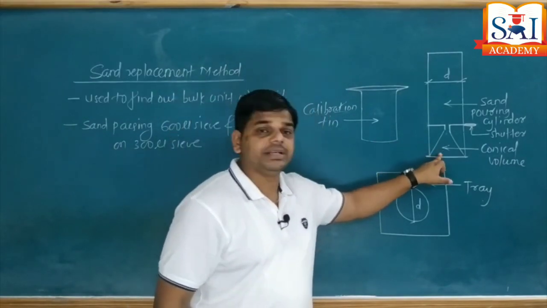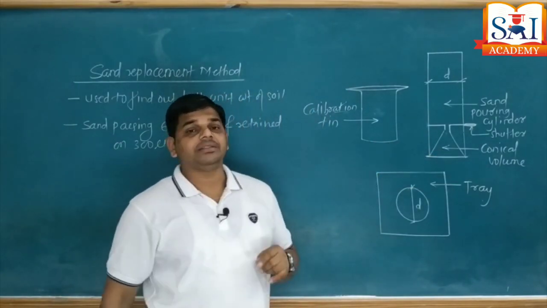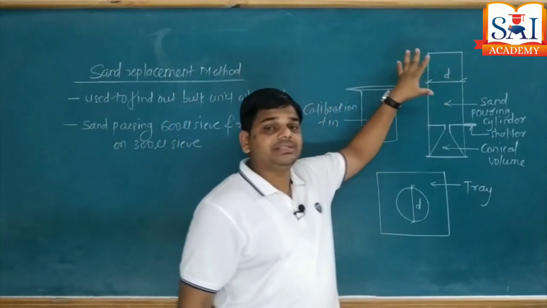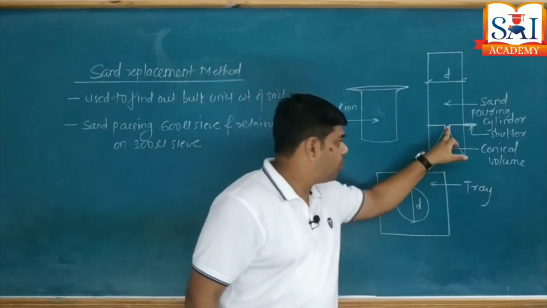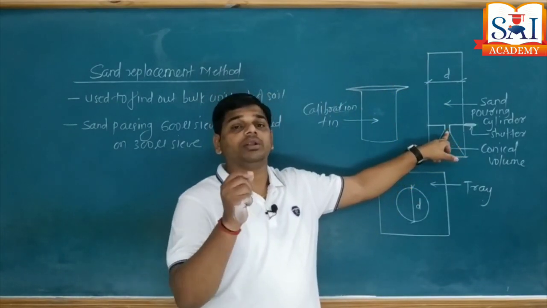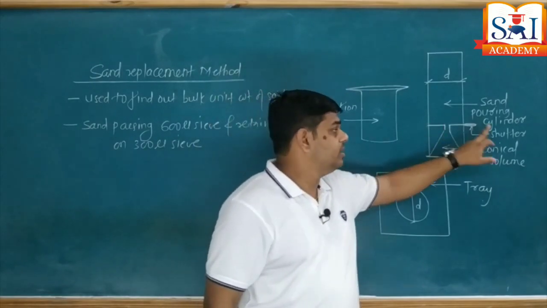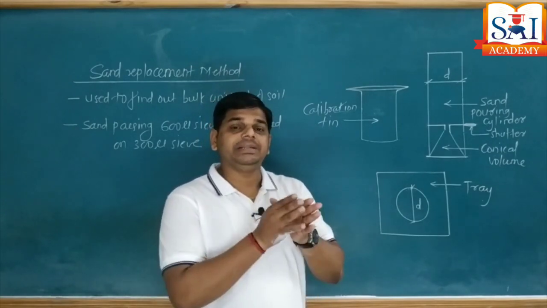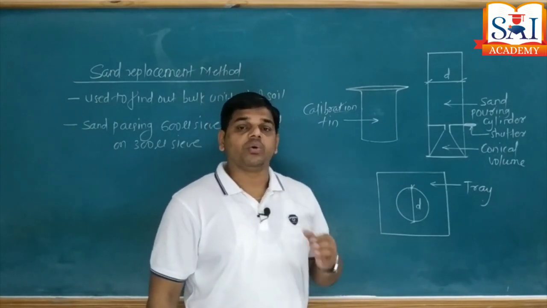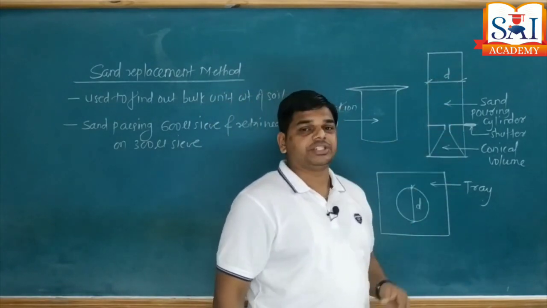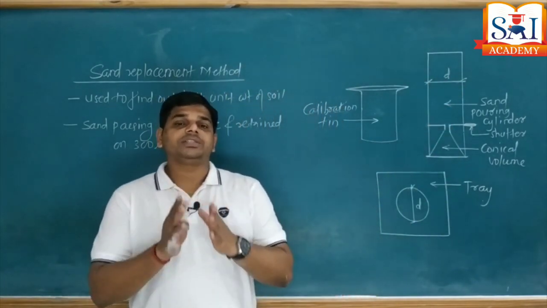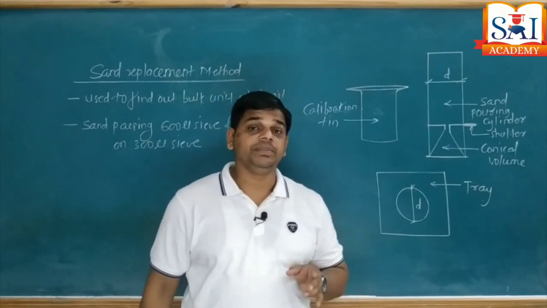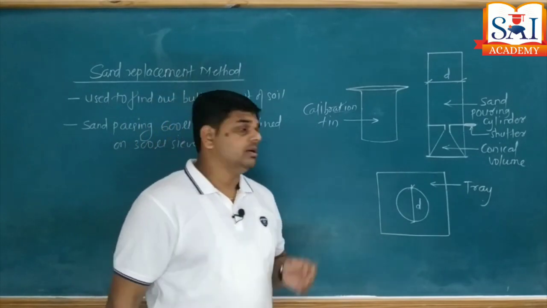The sand pouring cylinder has a conical shape at the bottom and sand is filled in the upper portion. To release the sand in a downward direction there is a hole, and the movement of sand is controlled using a shutter. When the shutter is closed, movement of sand is completely restricted. When the shutter is opened, sand moves in a downward direction. The procedure is very simple. First of all, we are going to calculate the bulk unit weight of sand, not the soil, in laboratory or on field. So what is the technique here?